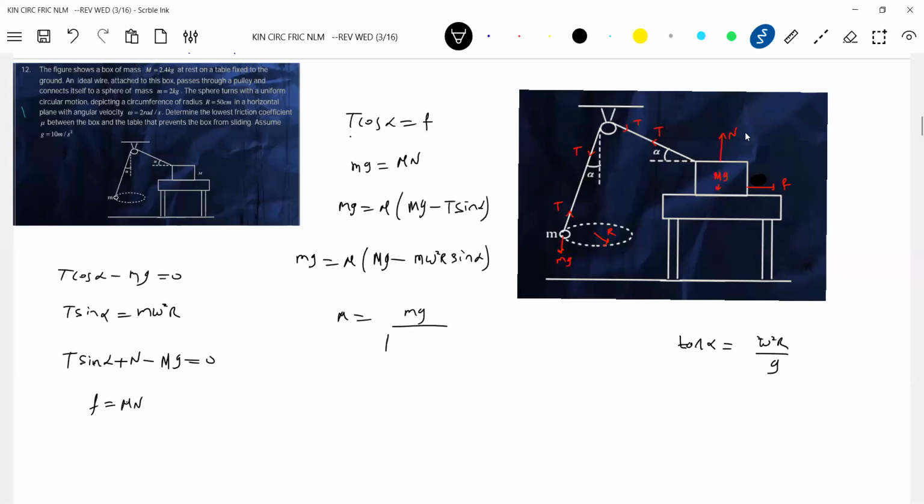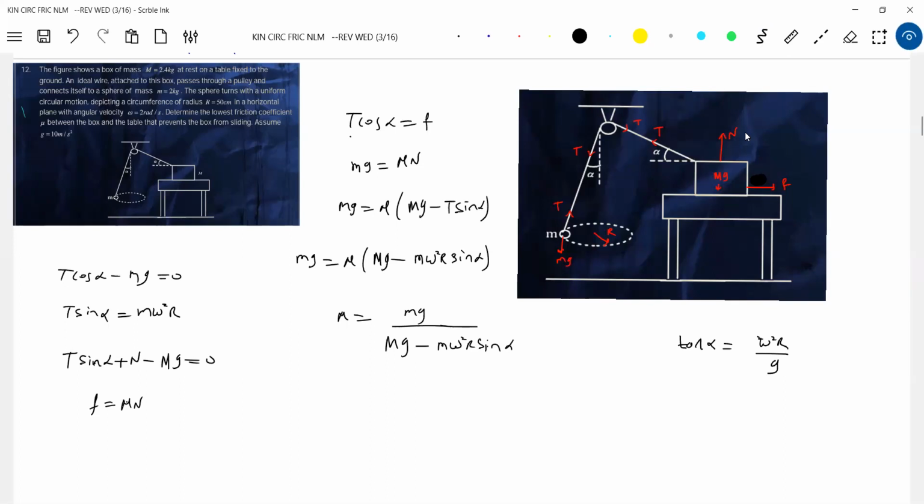Sir, you took mu N is equal to mg, sir. How did you take it like that? Which one? Mu N. Mu N equal to the normal... Okay, sir. Yeah, Mg minus T sin alpha it is. Mg minus small m.